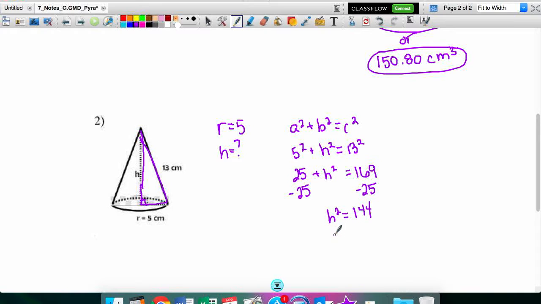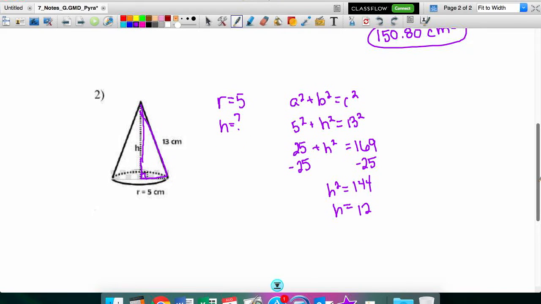Get rid of the square by taking a square root. And the square root of 144 is 12. Once again, I ignored the negative square root because we are looking for a length, and in geometry it doesn't make sense to have a negative length. So it looks like our height is 12. We now have our radius and our height, so we're ready to calculate our volume of our cone.